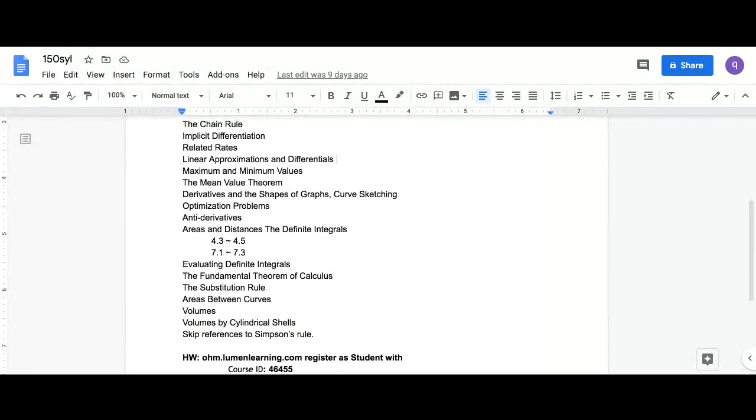Then lastly, integration, all right? So integration or integrals, right? That's just different names. Derivatives, differentiation, integral, integration. So basically only 3 concepts, all right?